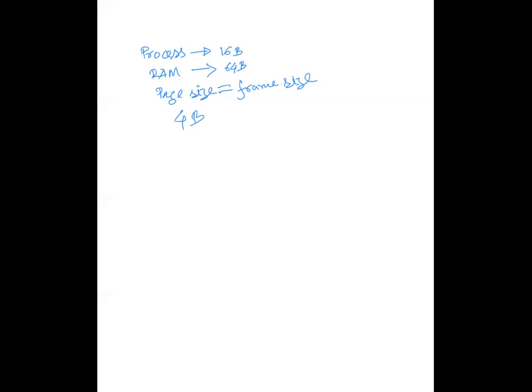So now we can think about this: if the frame size is 4 bytes, how many frames will be inside the 64-byte RAM? The process size is 16 bytes. So 64 divided by 4, the total will be 16 frames. Total 16 frames.